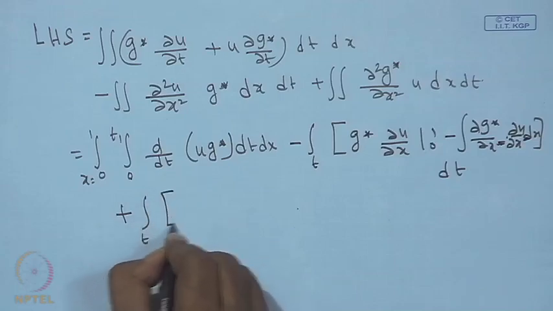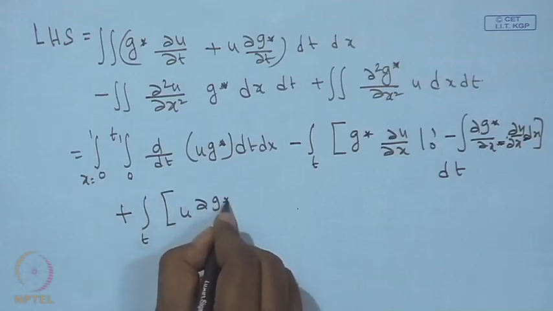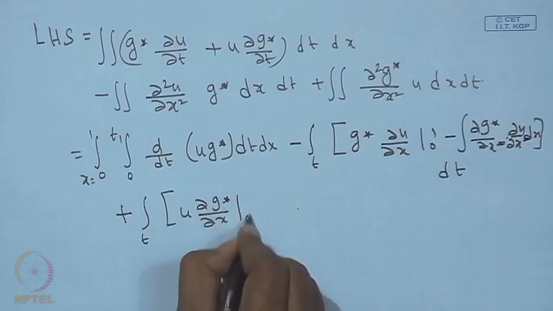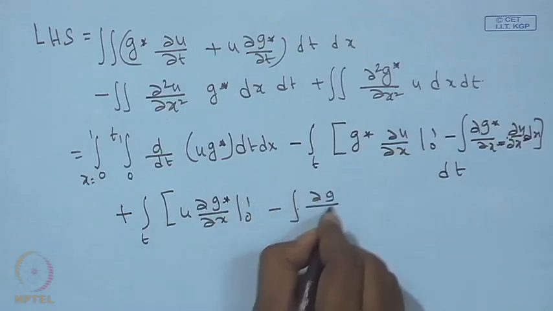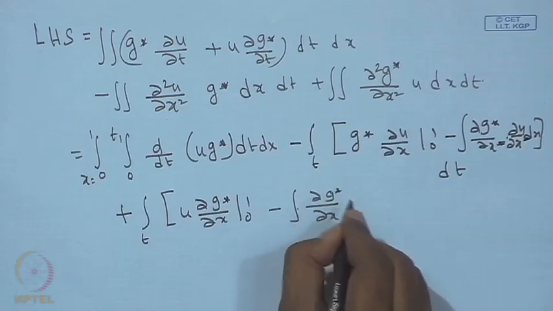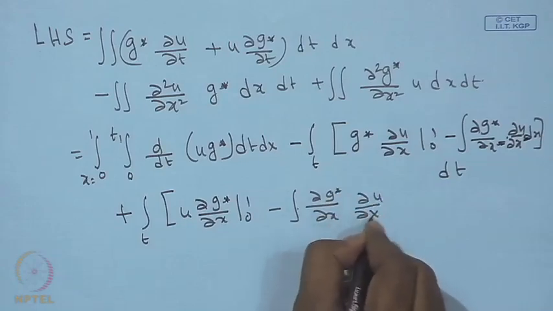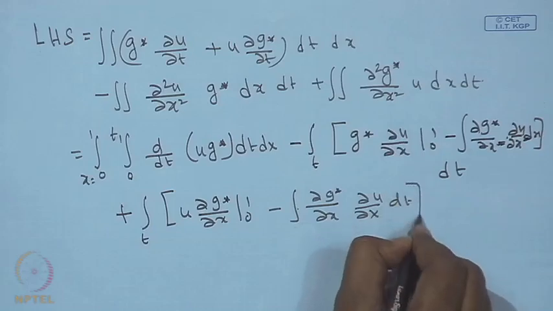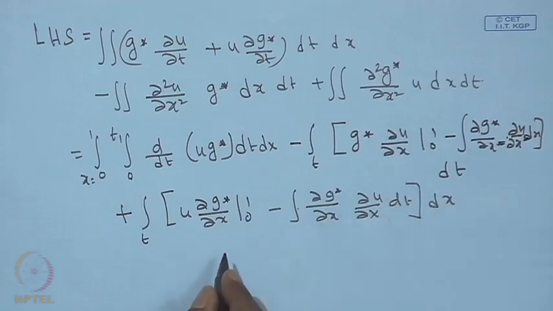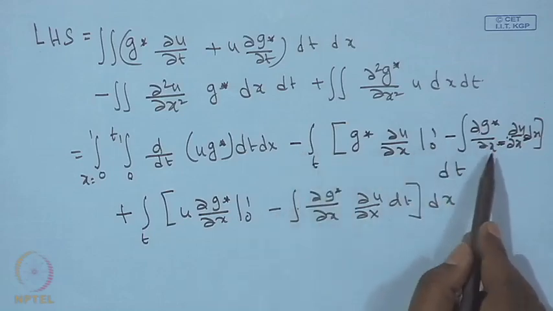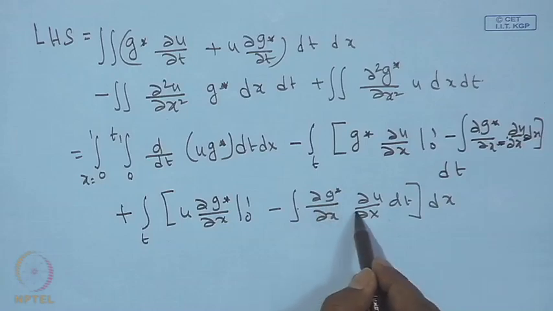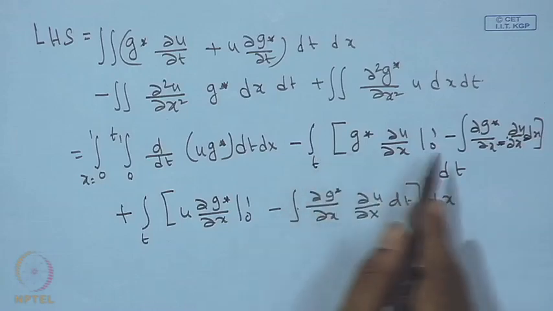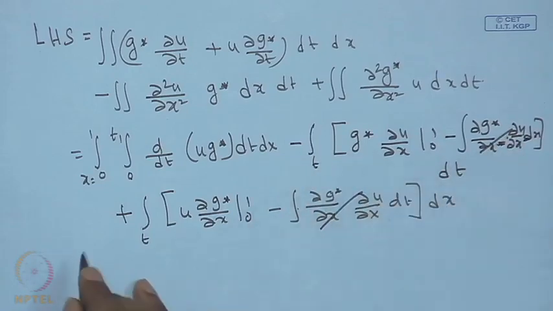Okay. So, it becomes u ∂g*/∂x from 0 to 1 minus integration ∂g*/∂x ∂u/∂x dt dx. So, if you look into this equation, this is minus minus plus ∂g*/∂x ∂u/∂x dx dt, and this is minus ∂g*/∂x ∂u/∂x dx dt. So, this will be plus, this will be minus. So, these two will be cancelled out.